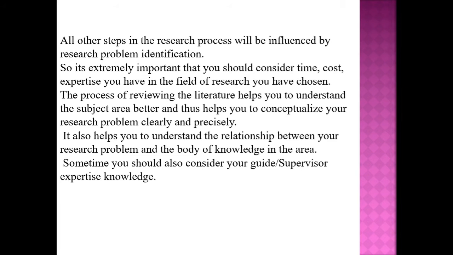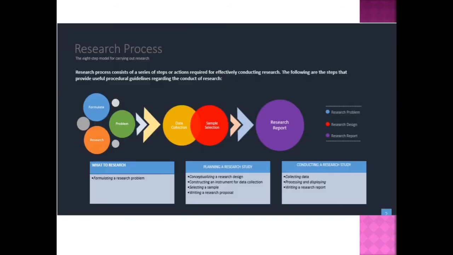The process of reviewing the literature helps you to understand the subject area better, and thus helps you to conceptualize your research problem clearly and precisely. It also helps you to understand the relationship between your research problem and the body of knowledge in the area. Sometimes you should also consider your guide or supervisor's expertise and knowledge. Okay, we discussed that. And in this picture, go through this picture, you will find the research process.